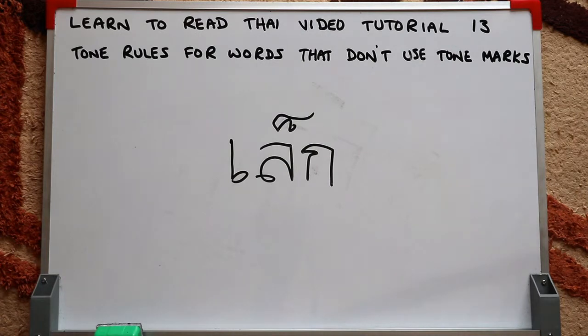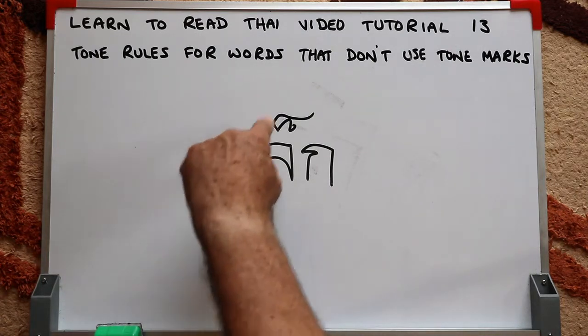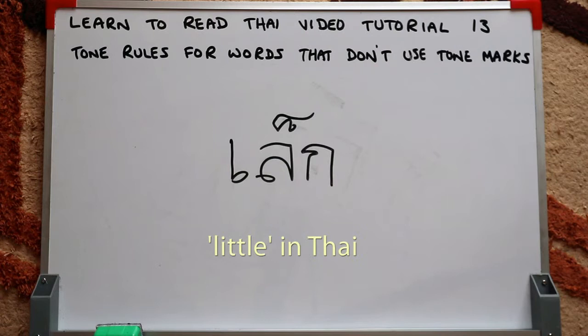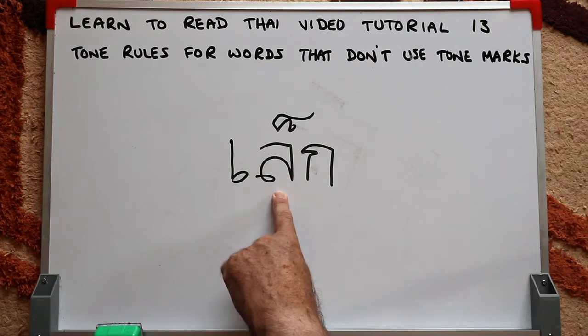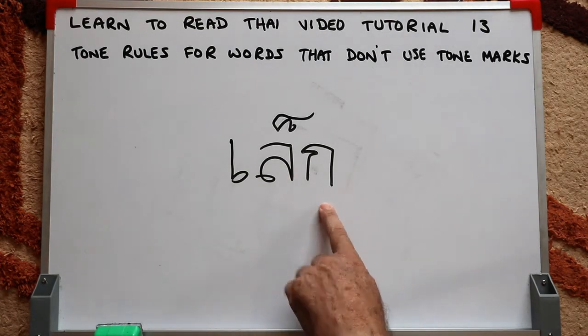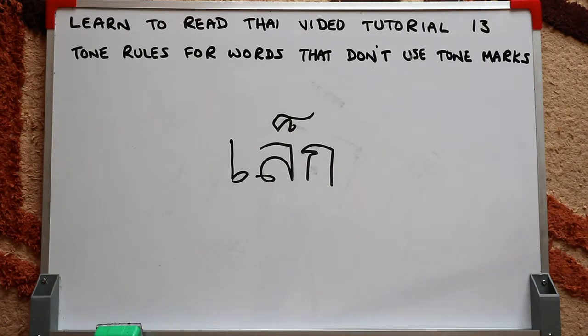I hope you remember that when you see a Sara A and this symbol, it just makes like an E sound in English. The initial consonant is the lorling L, and the final is gorgai, which makes a K sound. So I'll let Pom pronounce that for you. That's the Thai word for little.